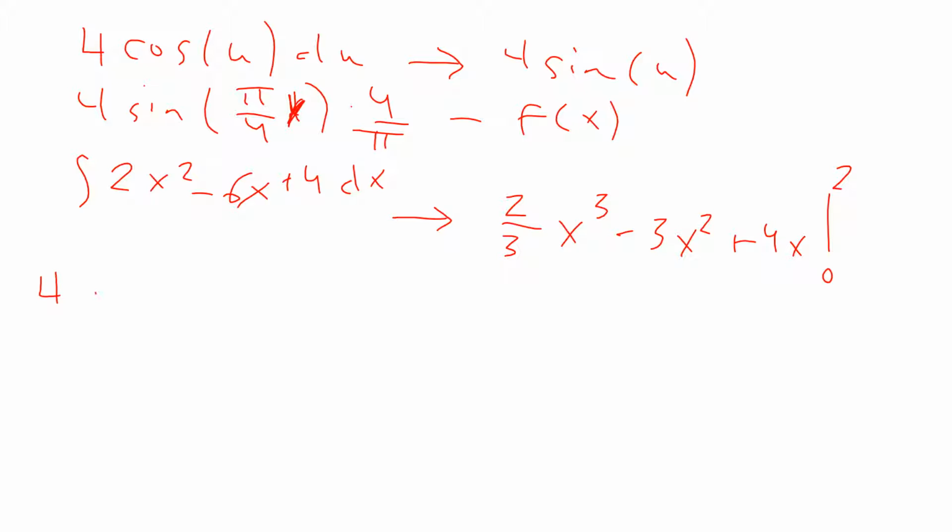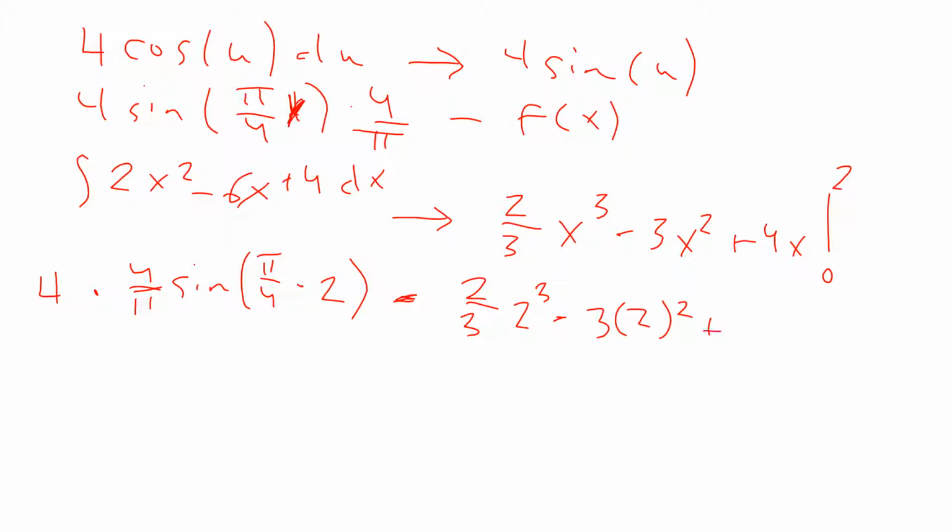So my final answer is 4 times 4 over pi sine of pi over 4 times 2, which would be my B, which is my 2 plugged in there, minus the 0, and if I just evaluate, that's just 0, so that's nothing. So minus our f of x, which is just 2/3 times 2 cubed minus 3 times 2 squared plus 4 times 2. Haha, AP graders. And again, the 0 just turns out to be 0, so I don't have to worry about that. It's my B minus A. Alright.